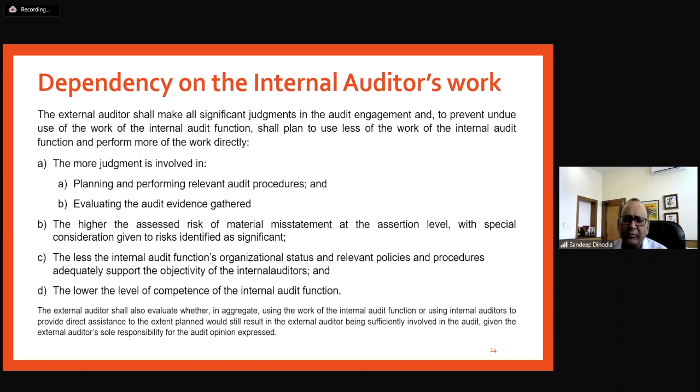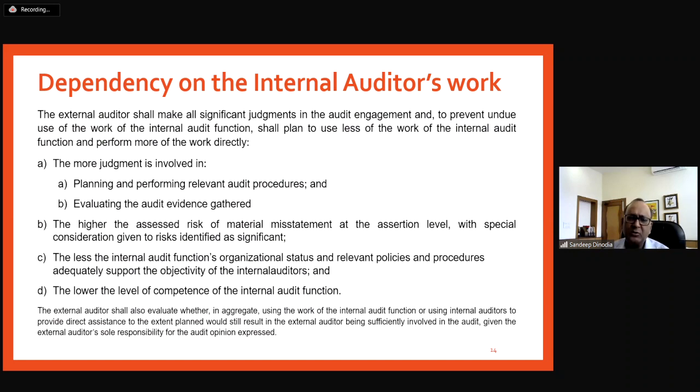So wherever the level of competence is lower, or the organizational status is lower, or the assessed risk of material misstatement is higher, in all these three cases there is more judgment involved in planning and executing the task. In all these three cases, the reliance of the external auditor on the internal auditor's work will get reduced.